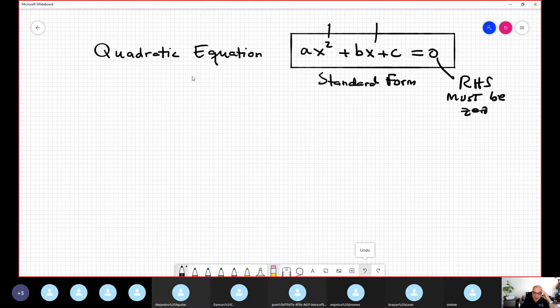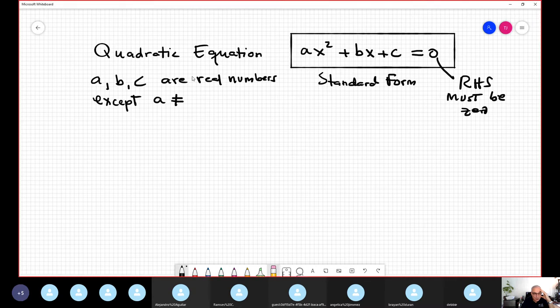Now, it's important to say that the coefficients a, b, and c in general are real numbers, except a is not zero. Because if a is zero, entonces that part is missing, and this is not a quadratic equation. The most important thing, guys, in this equation is the quadratic part. This is the name, quadratic. Entonces, if a is 0, the quadratic part is missing, and it's no longer a quadratic equation, it's a linear equation. Okay, this is the only detail.